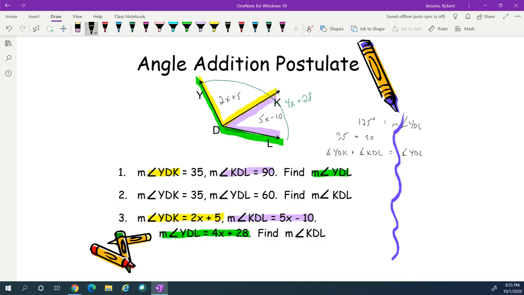Little angle plus little angle equals big angle. So we're still going to do the same angle addition. The picture didn't change, so the angle addition statement doesn't change. Same exact idea as we had with segments. If the picture didn't change, the segment addition didn't change. Well, the picture didn't change, so the angle addition doesn't change. Let's just plug it in. We have 2x plus 5. KDL is 5x minus 10. And then YDL is 4x plus 28.